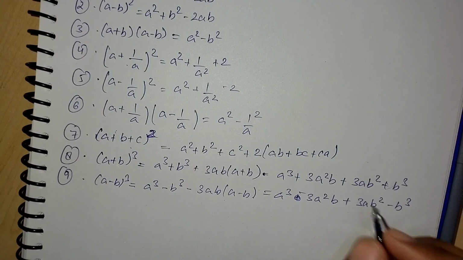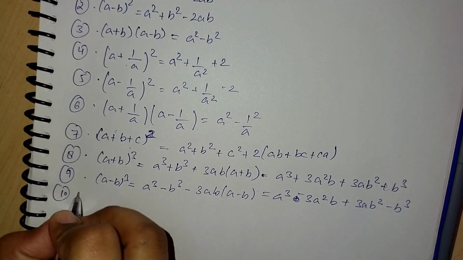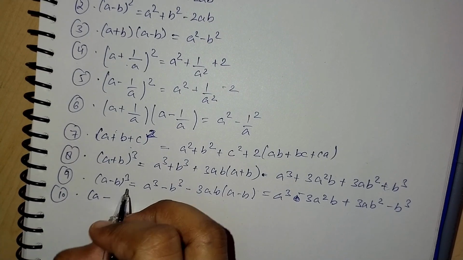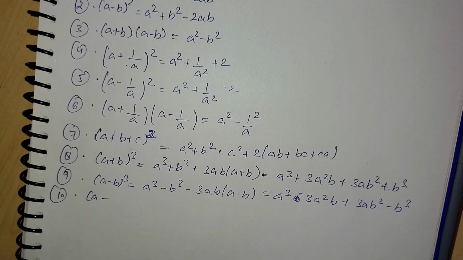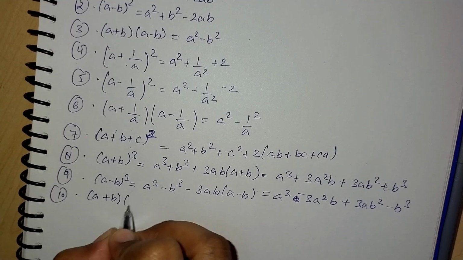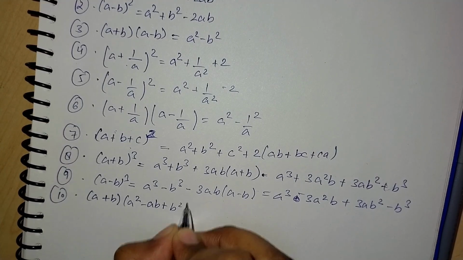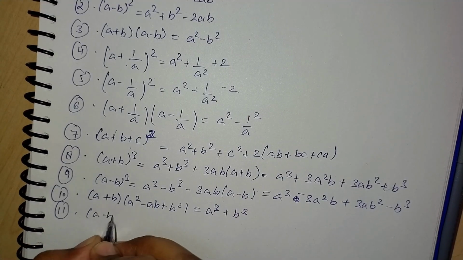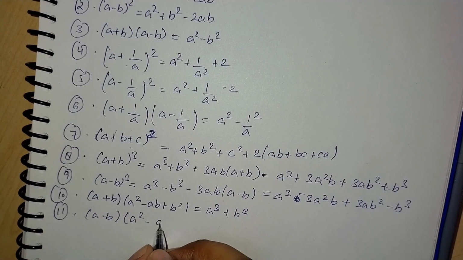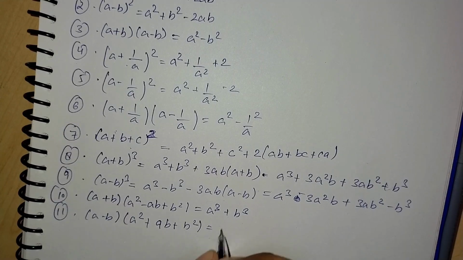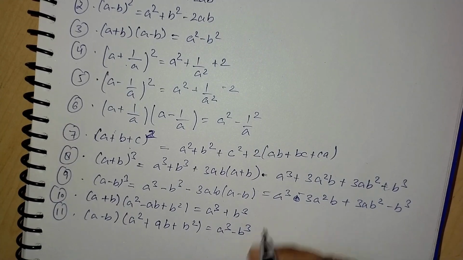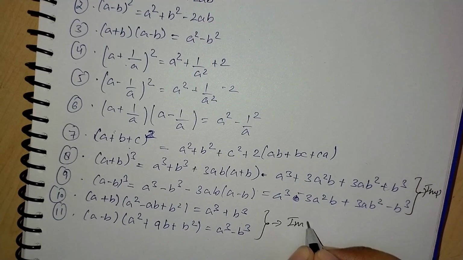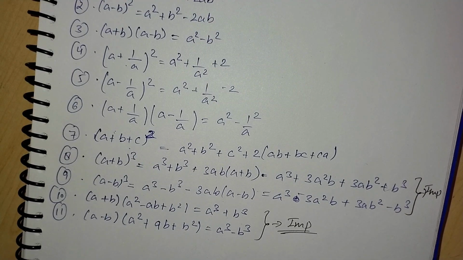Now the next part, we have (a plus b)(a square minus ab plus b square) equal to a cube plus b cube. Now the 11th part here is (a minus b)(a square plus ab plus b square) equal to a cube minus b cube. These formulas are very important, these two and these two. I will be using them frequently in this exercise. So you have to learn them by heart. Try to learn them by heart.